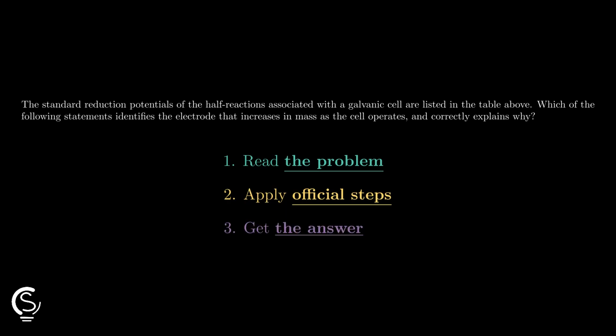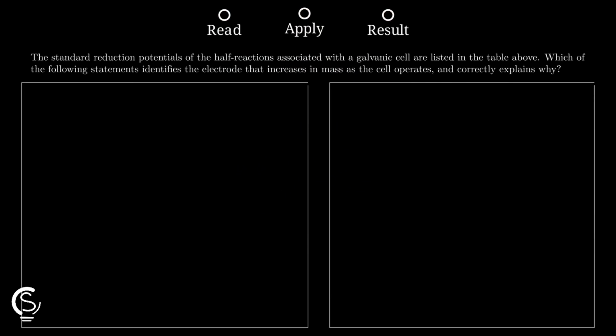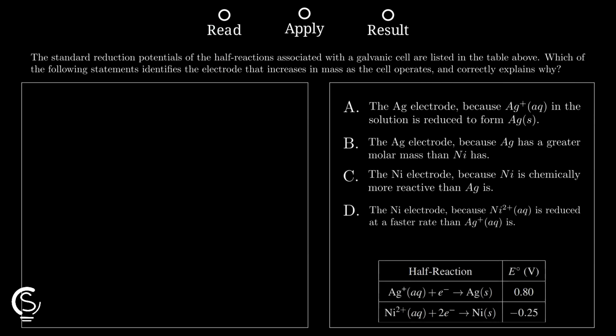Galvanic cells can be tricky, but we will solve this fast. Let's find which electrode gains mass by checking the reduction potentials right now. In a galvanic cell, the electrode that increases in mass is always the cathode. This happens because reduction occurs there, turning aqueous metal ions into solid metal atoms on the surface.